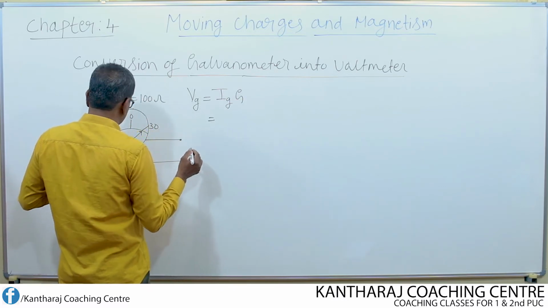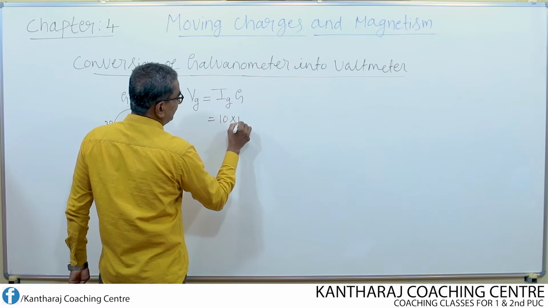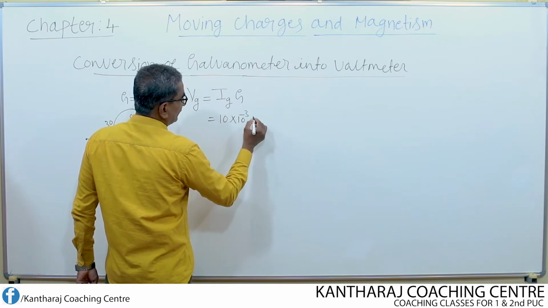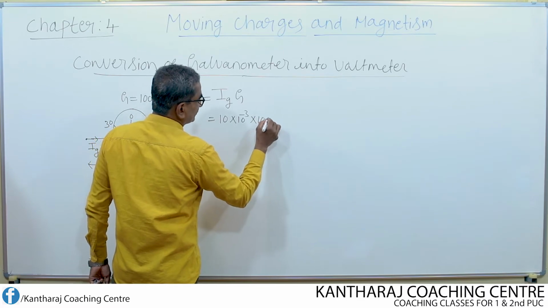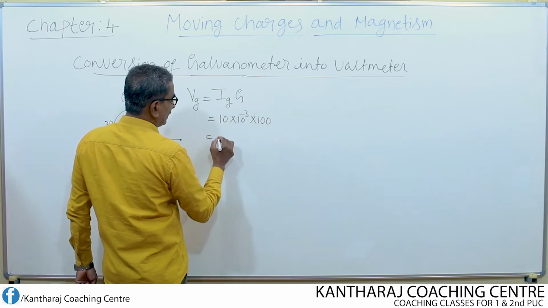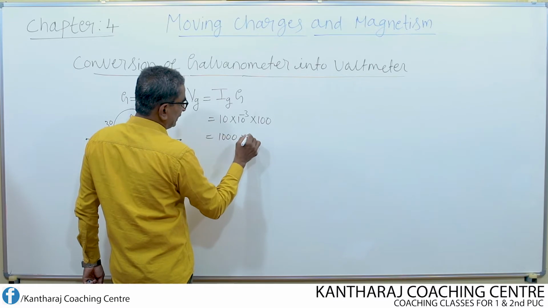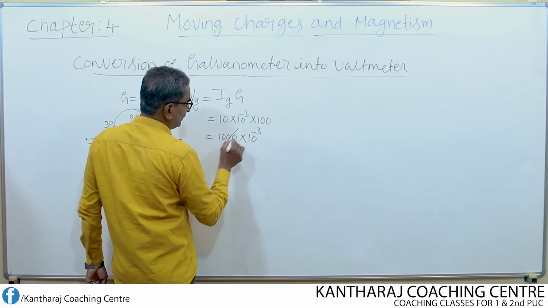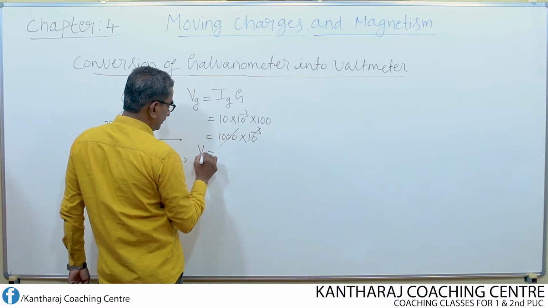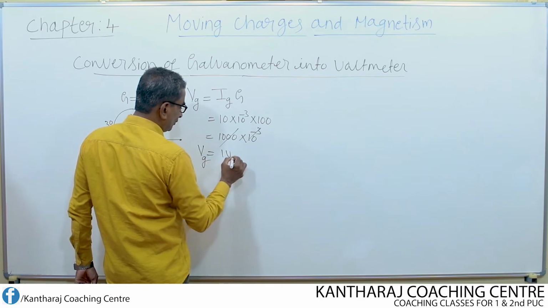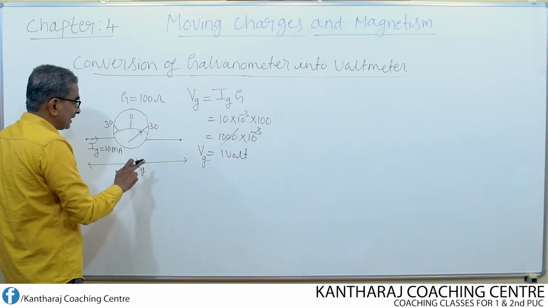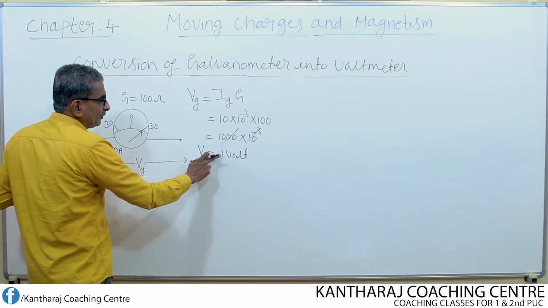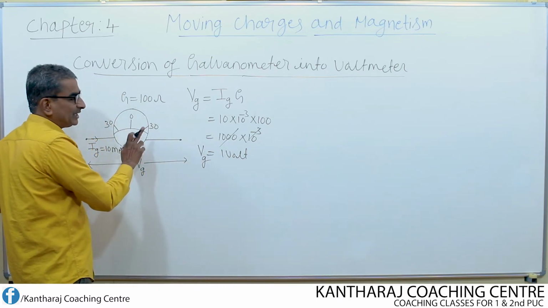So Ig is nothing but 10 milliamps. Milli means 10 to the power of minus 3. Galvanometer resistance is nothing but equal to 100. So 10 into 100, 1000 into 10 to the power of minus 3. So that gets cancelled, V equal to 1 volt, Vg equal to 1 volt. This means the galvanometer can measure a maximum voltage of only up to 1 volt for this full scale deflection.